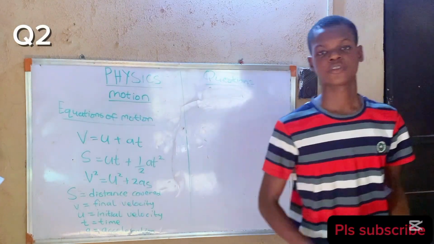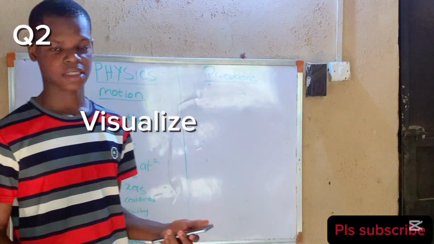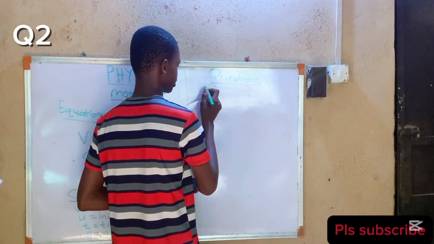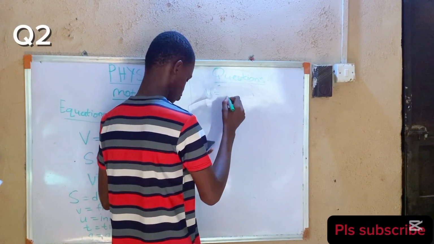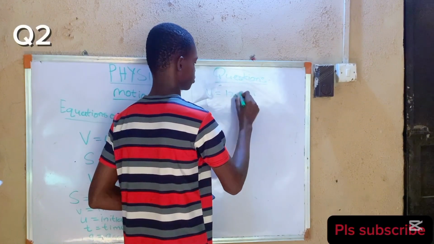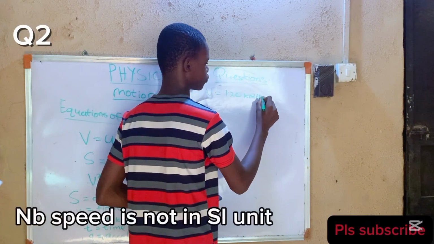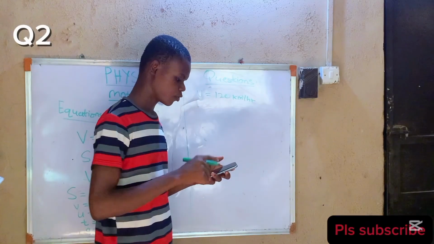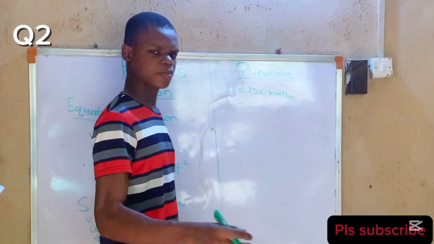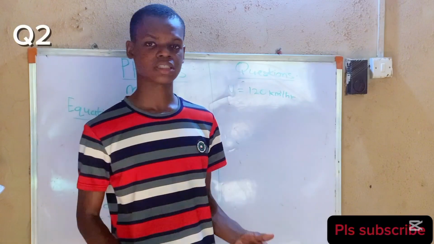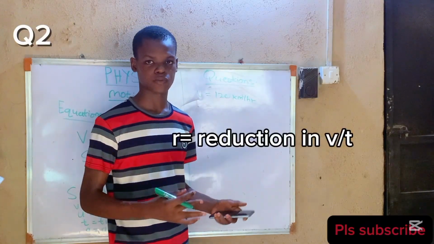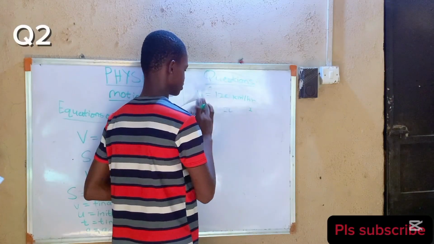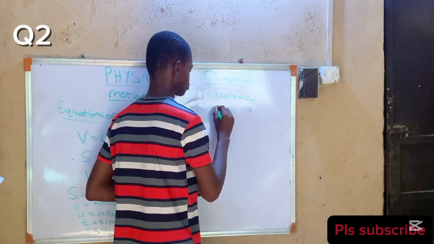Whenever I'm solving a question on motion, I like to visualize it. I like to see like I'm in that action. The speed here, we can use v, is 120 kilometers per hour. This is not the SI unit for speed, but let's just keep on going. The car applies the brake and comes to rest with uniform retardation in 20 seconds. You might be asking, what's this retardation? Retardation is reduction in velocity with time. It's actually like the brother of acceleration. The time taken is 20 seconds, t equals 20 seconds.